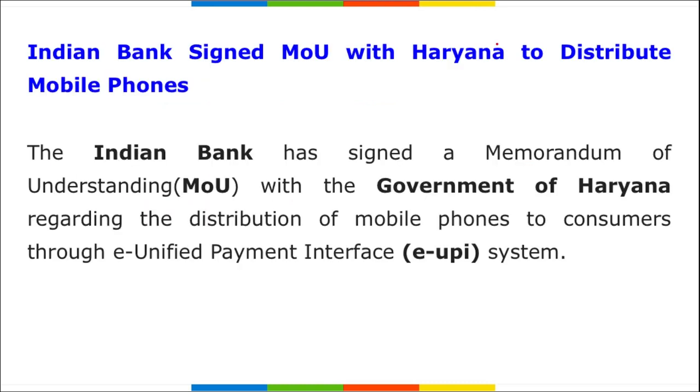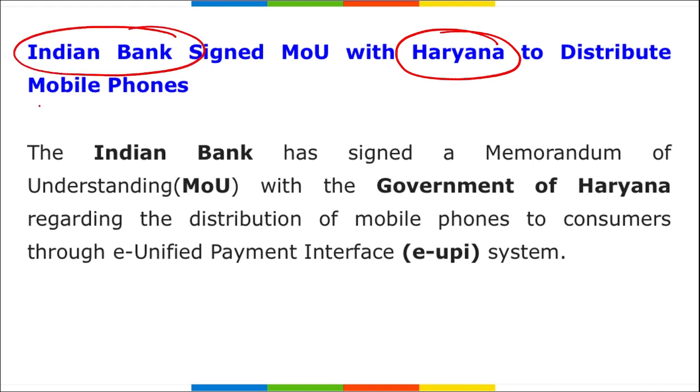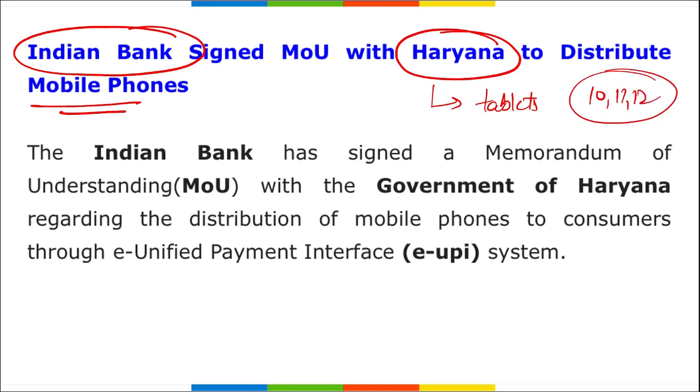Moving on, next is Haryana. Haryana has recently signed with Indian Bank to distribute mobile phones in the state. Also remember, Haryana was the state that was providing tablets also to the school going students of 10th, 11th and 12th class in order to promote their education, in order to digitize the students' life. So Haryana has signed an MOU with which bank to distribute mobile phones?